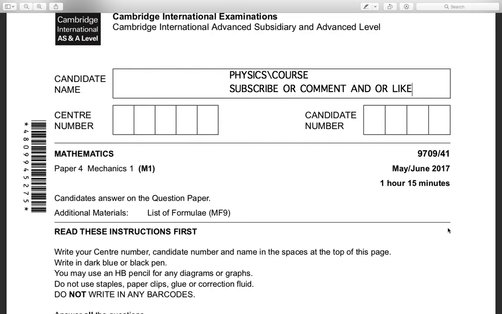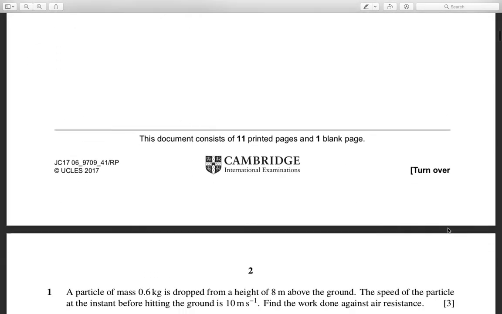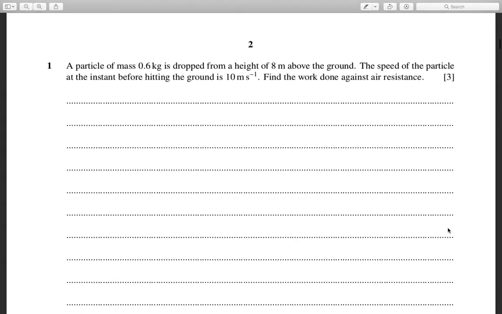Probably this is not the same as the mark scheme. If you find something wrong, please let me know about this. Okay, now we go directly to number one.